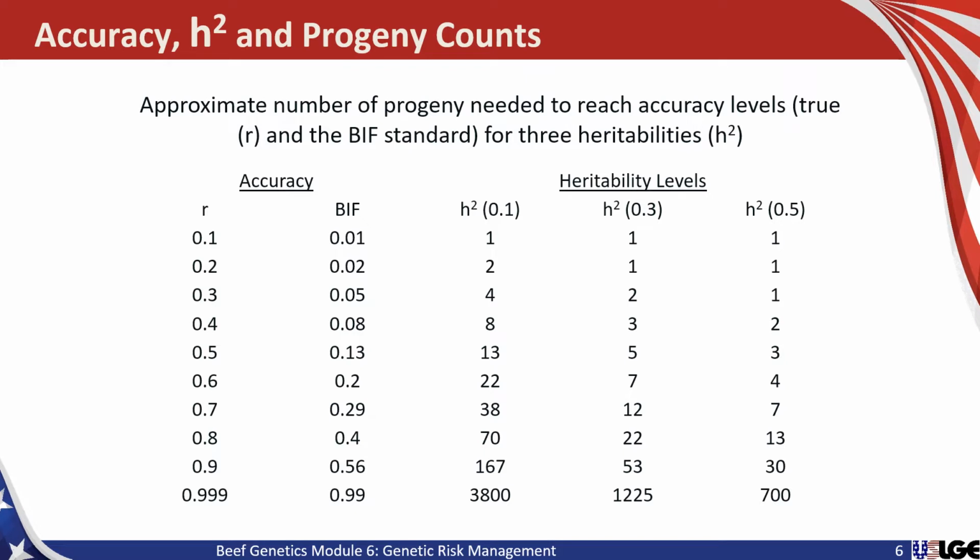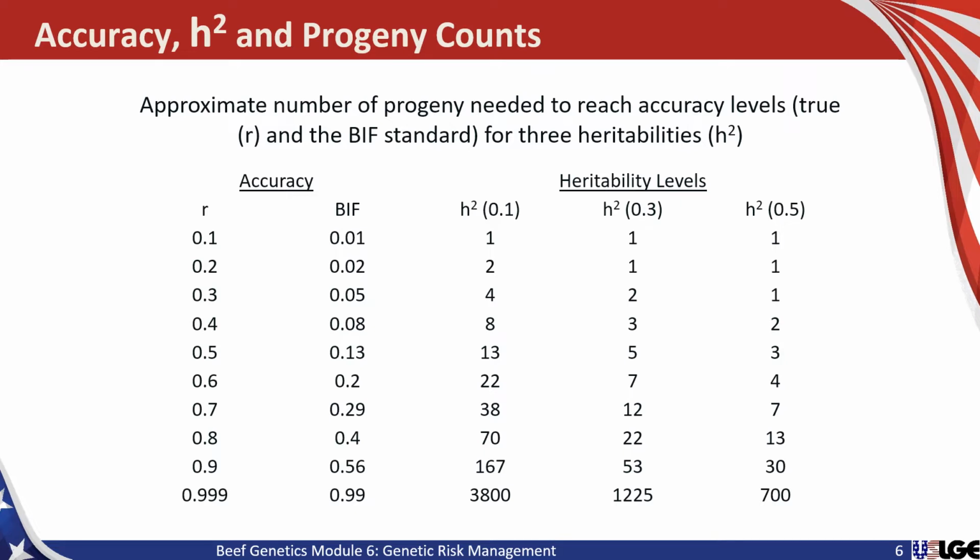But you'll notice as we approach a relatively high accuracy of 0.6 on the R scale, that only produces a BIF accuracy of about 0.2. So for traits with low heritability, it requires about 22 progeny records in a valid contemporary group that includes progeny of multiple sires under the same production environment to achieve that level of accuracy. With modest levels of heritability, it's 7 progeny records, and with relatively high levels of heritability, only 4 records.